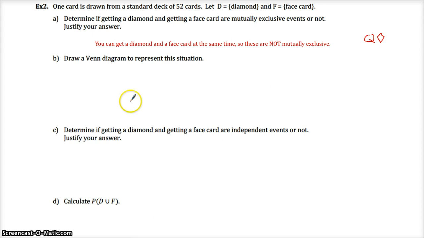Draw a Venn diagram. Okay, so I'll have the set of all diamonds and the face cards at the same time. I guess I could fill this up with how many cards are in each situation. So diamonds total, there are 13. Face cards total, there are 12. If you look at the deck of cards, we talked about that. There are 3 diamond face cards. There are 10 diamonds that are not face cards, and there are 9 face cards that are not diamonds from the other 3 suits. Determine if getting a diamond and getting a face card are independent events or not.